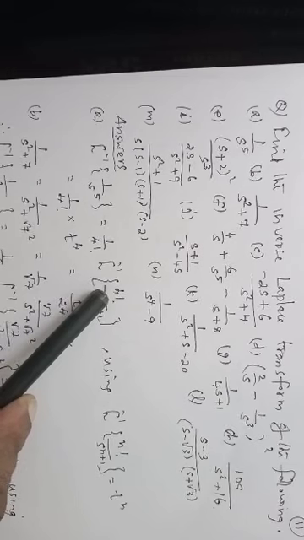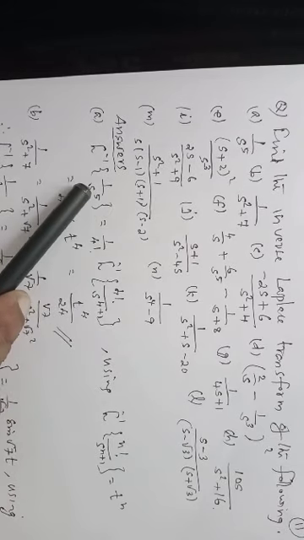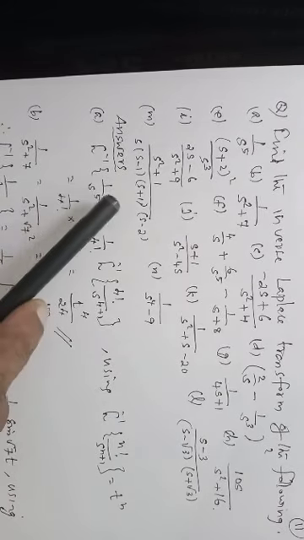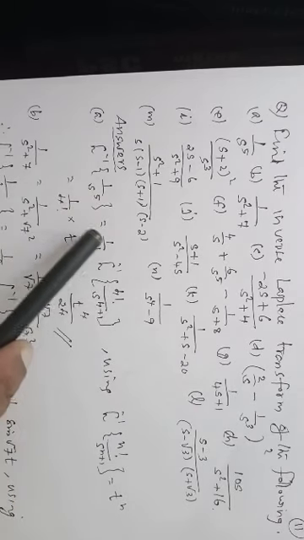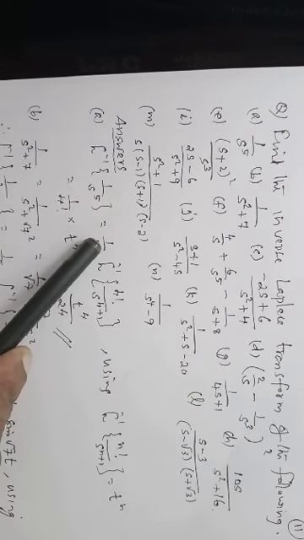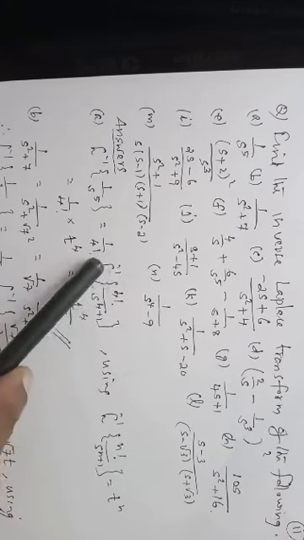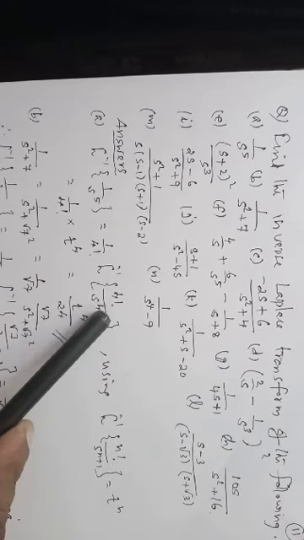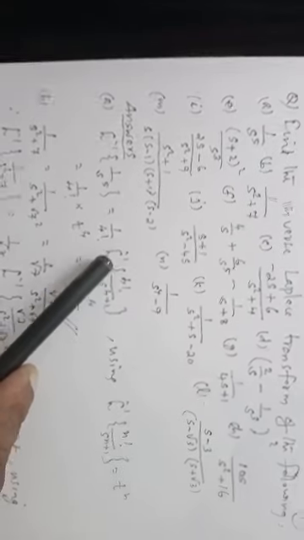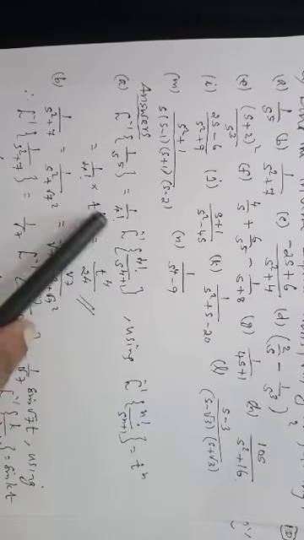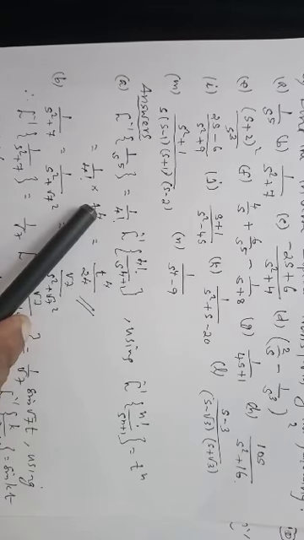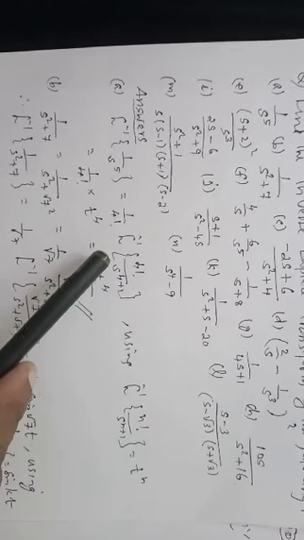But we have only been given 1 by s raised to 5. Therefore, we have to adjust the factor: 4 factorial by s raised to 4 plus 1, and into 1 by 4 factorial. Then this is standard: L inverse of n factorial by s raised to n plus 1 is equal to t raised to n. So the result is 1 by 4 factorial into t raised to 4. This is the method.